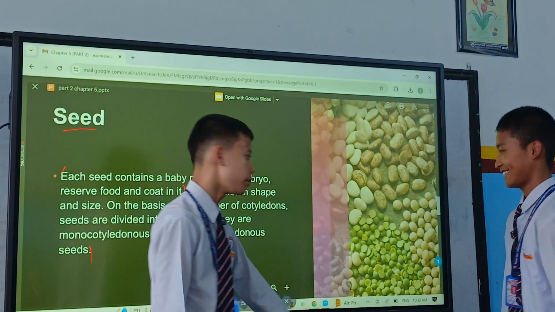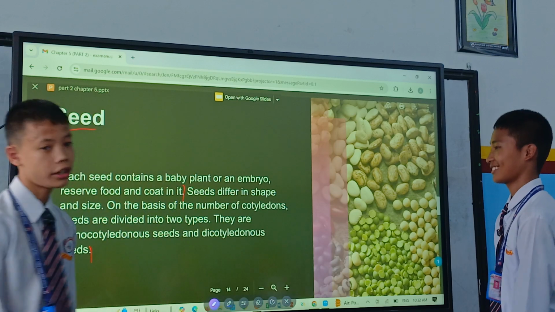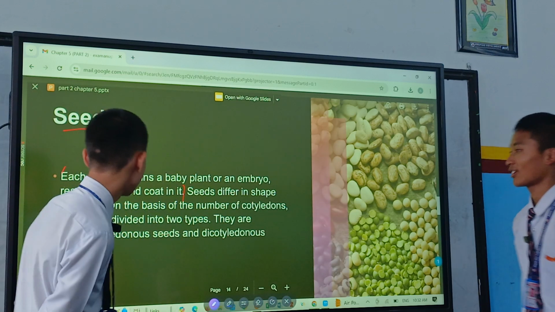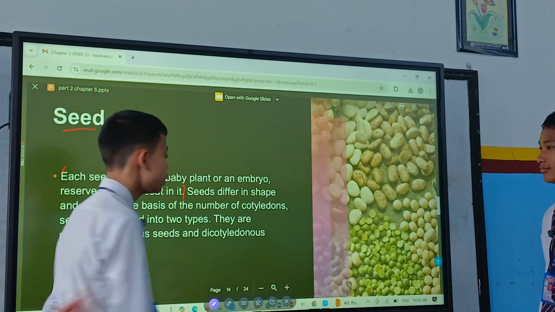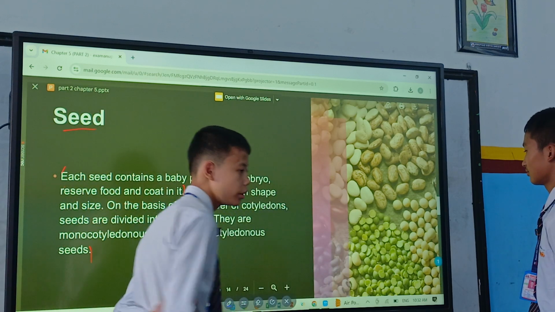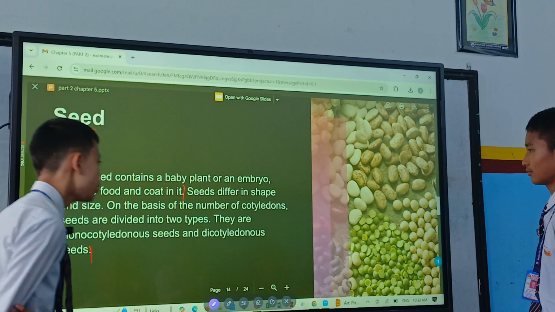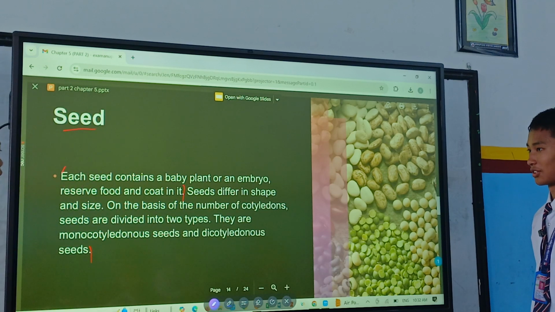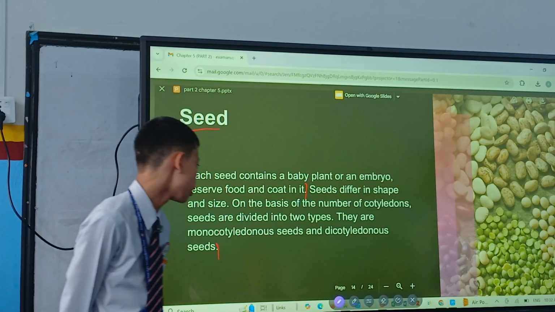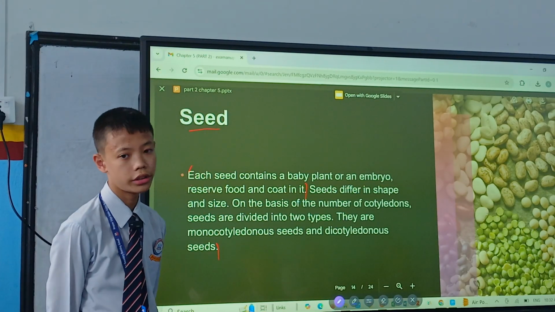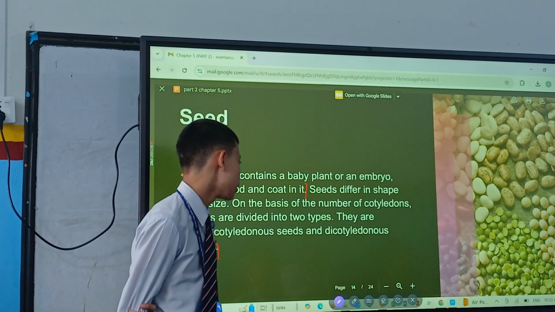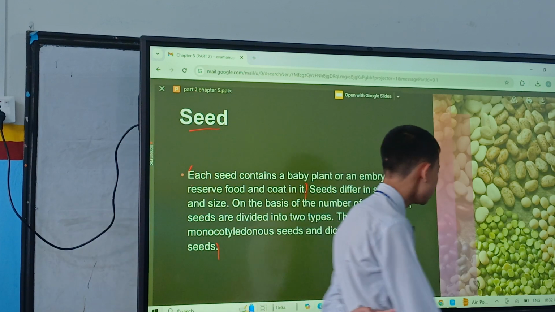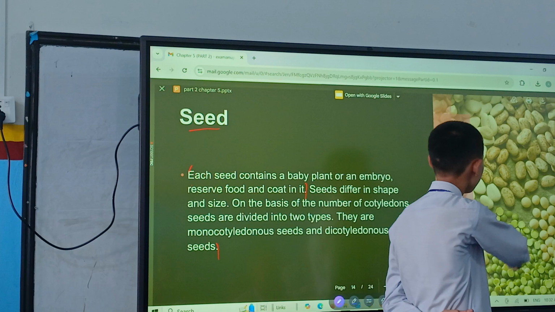Let's say for this part, I'm going to be explaining about seed. It says here each seed contains a baby plant or embryo. Each one of these seeds contains a baby plant from its mother plant that is detached and put in soil or in different mediums on earth, and it grows into a new plant. Seeds differ in shape and size. As you can see here, they are like small pieces, and here are big.